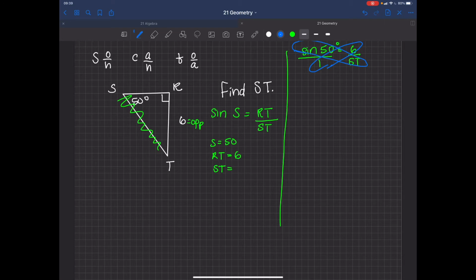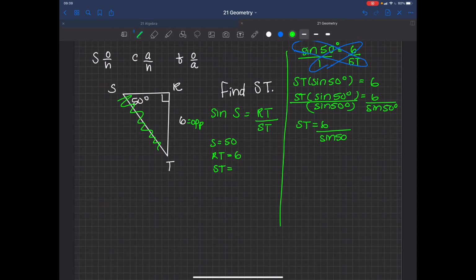So it's going to be ST times sine of 50 degrees equals 6. I want to divide sine of 50 degrees by both sides so I can get ST on its own. So that's sine of 50 degrees divided by sine of 50 degrees. So that's ST equals 6 over sine of 50 degrees.